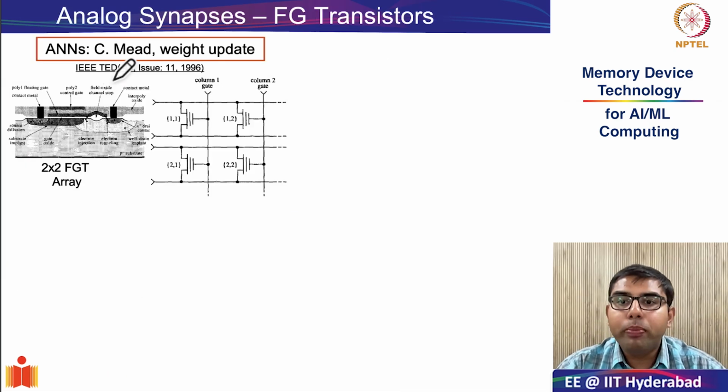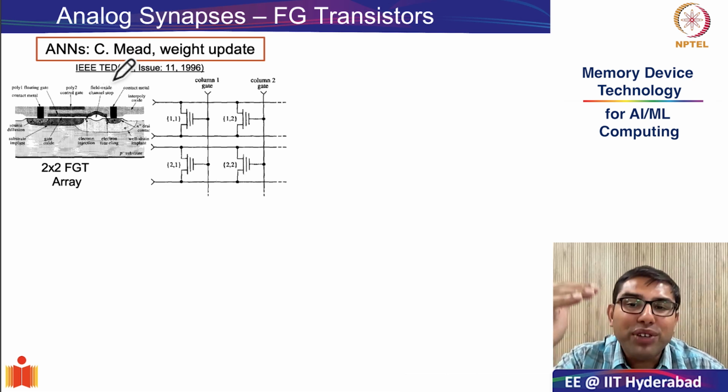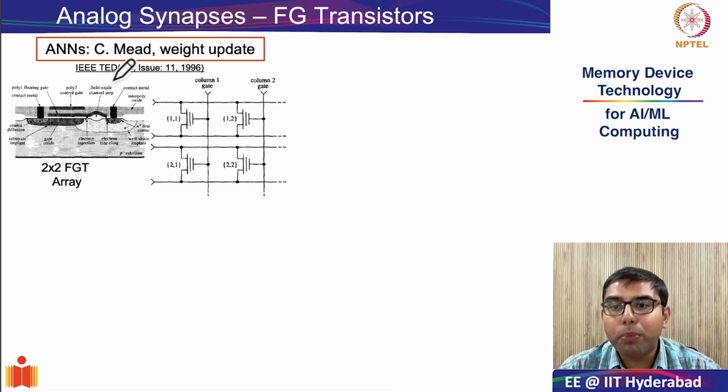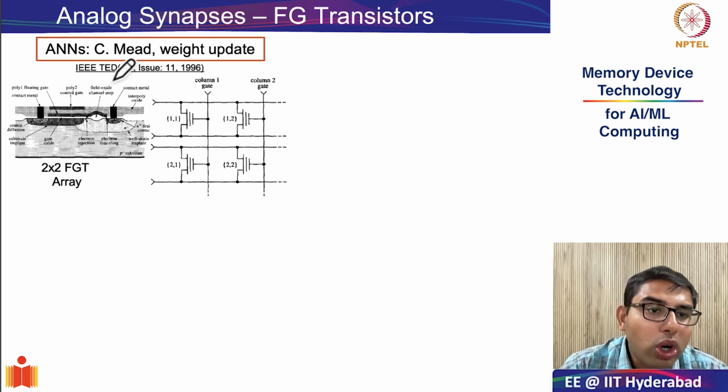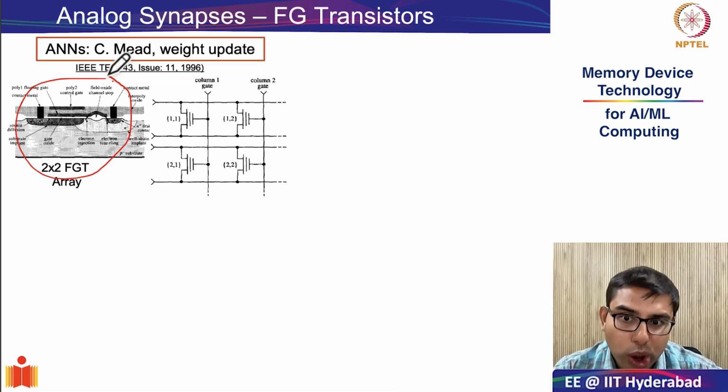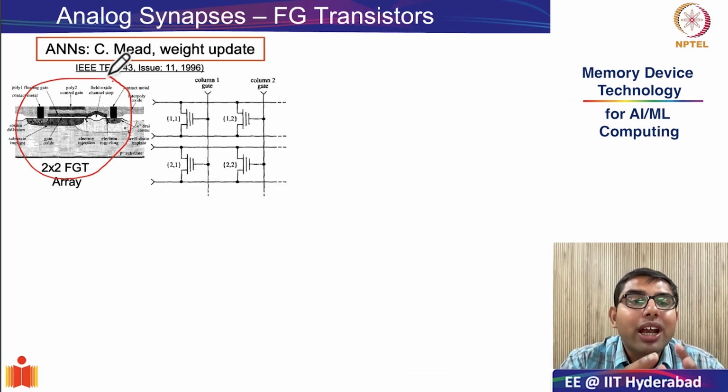So let us now begin by exploring analog synapses, the devices that can store and gradually tune multiple weight levels in the form of conductance states. One of the most established approaches comes from floating gate transistors, the same floating gate transistors that are used in flash memory, which can trap charge on an isolated gate and retain it for several years.